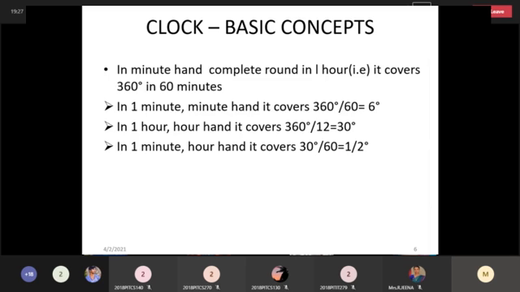So in clock, the basic concept is the minute hand completes a round in 1 hour. It covers 360 degree in 60 minutes. In 1 minute, the minute hand covers 360 degree divided by 60, which is equal to 6 degree. So in 1 hour, the hour hand covers 360 degree divided by 12, which is equal to 30 degree. In 1 minute, the hour hand covers 30 degree divided by 60, which is equal to half degree.